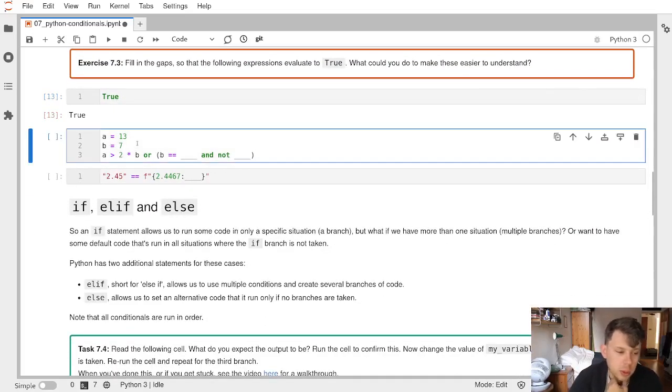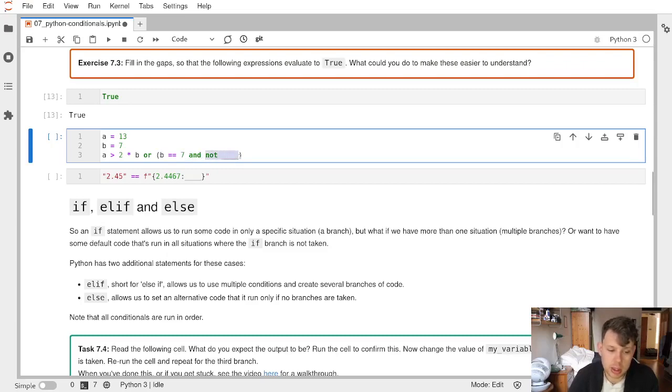So if we look at the next one, A equals 13, B equals 7. A is greater than 2 times B. Well, that's false, or, and the brackets are already here this time, B is equal to something and not something else. Now, because we know that this left-hand side is false, and this is an or, and we're trying to get a true, what's in this bracket has to evaluate to be true. So, B is equal to 7 is true. That's the left-hand side of the AND.